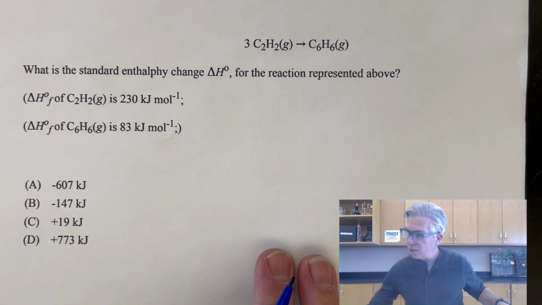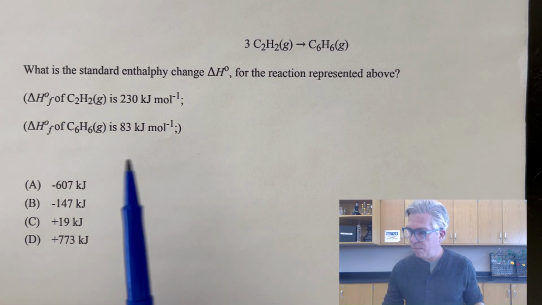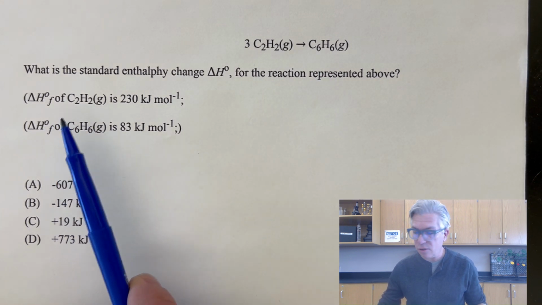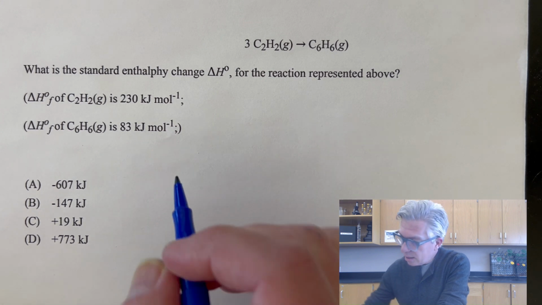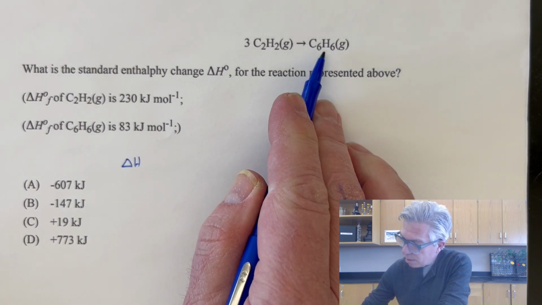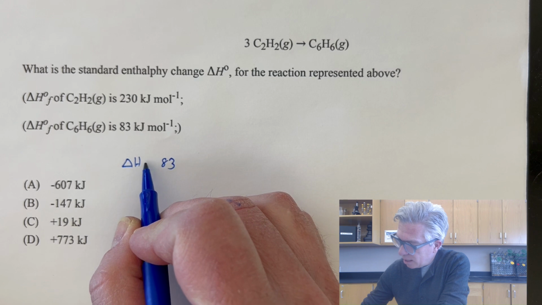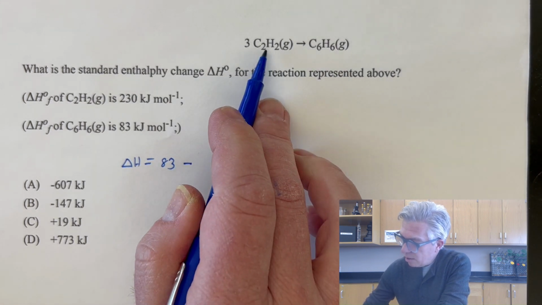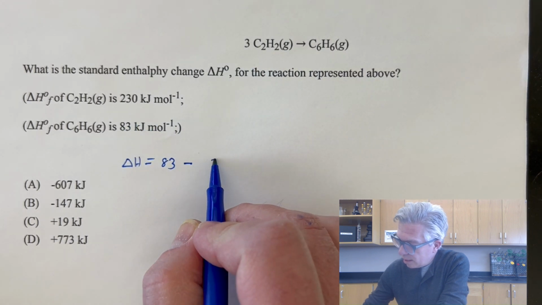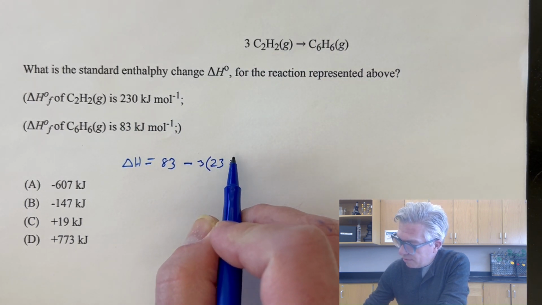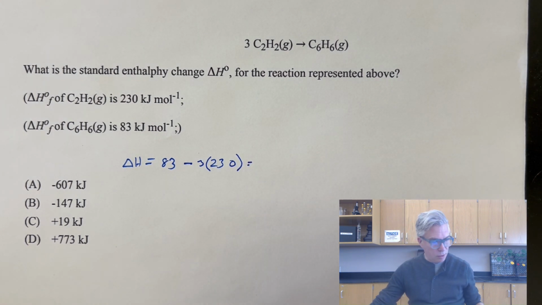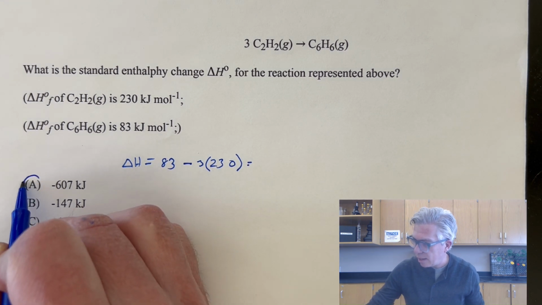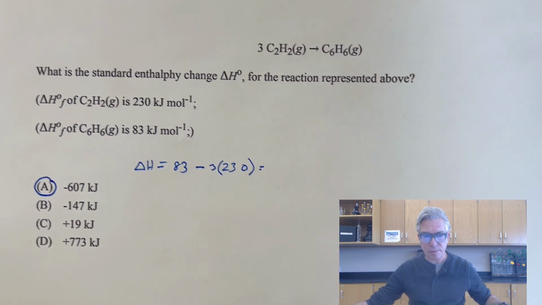What is the standard enthalpy change delta H for the reaction represented above? I've got 3 of those making 1 of those, and I've been given the heat of formation for both of them. Quick little calculation. Delta H is going to be the sum of the products, which is 83, I'm just penciling this in quickly, minus the sum of the reactants, which is 230, but there's 3 of them. So I'm guessing this is about 690. There's 80, so we're looking at a negative 607. All right.